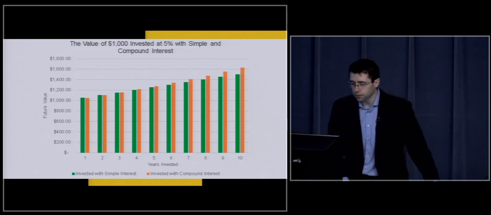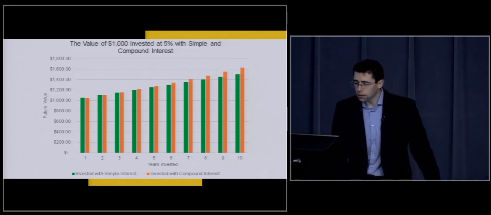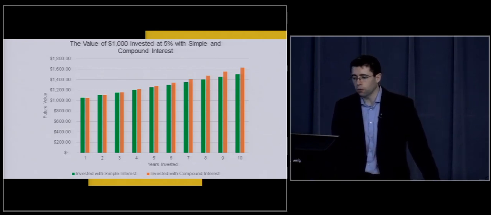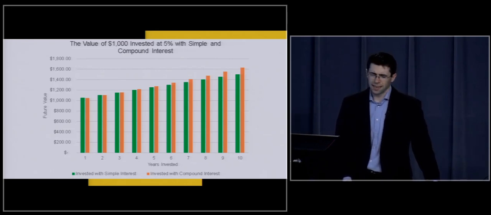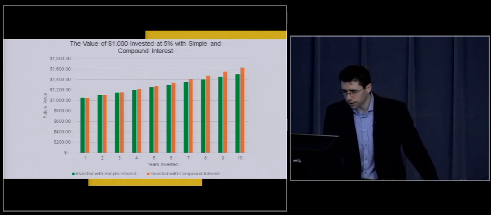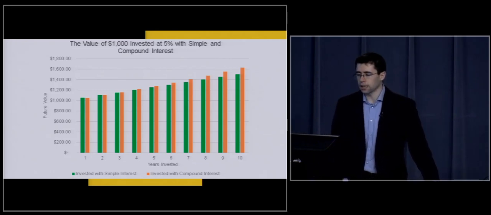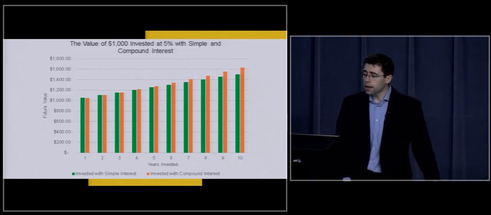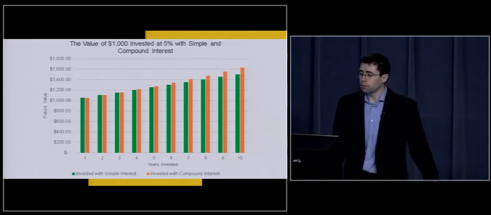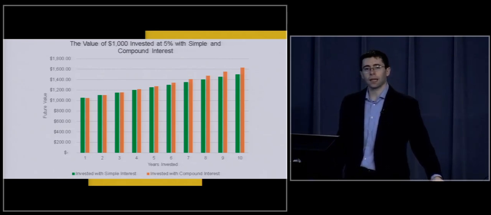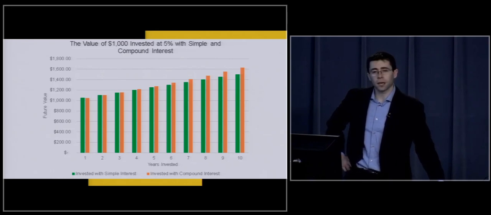Say at the end of year 4, it looks like the future value of the amount that we invested with simple interest is about $1,200 versus $1,200 and we'll say $5 for the compound interest investment. But notice the longer we invest, let's say over 8 years or 9 years or 10 years, the greater the difference between these two values. So in year 10, we can see a sizable difference in the future value of our investment, assuming compound interest versus our investment if we are only using simple interest.